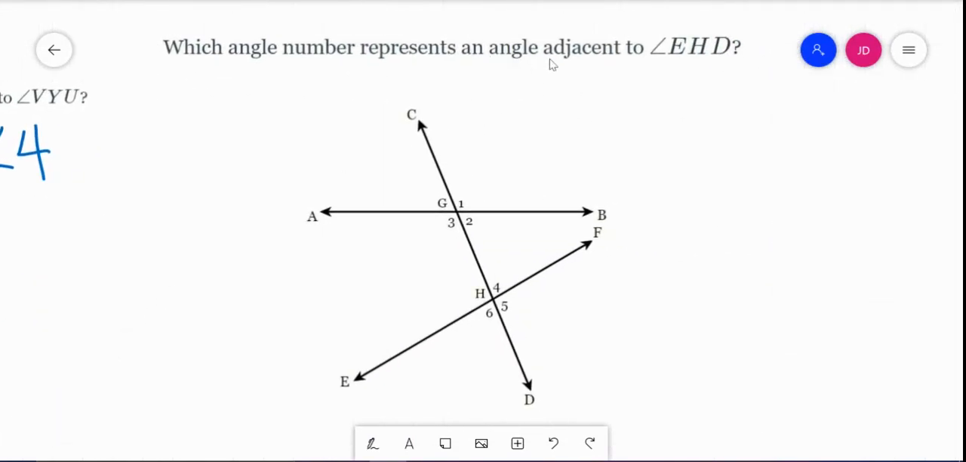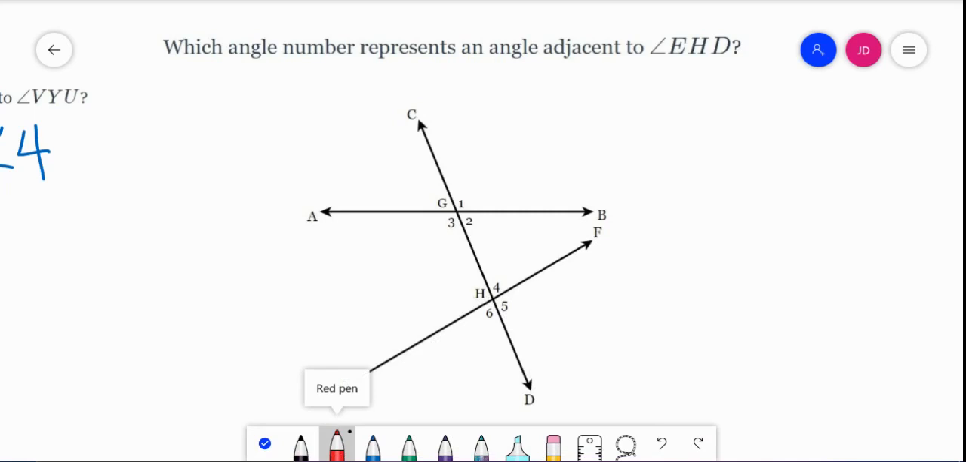An angle adjacent to EHD. All right, where's E? E is here, H, D. So I'm going to trace it. E, H, D. That's this angle right here, angle 6. Adjacent to it. All right.